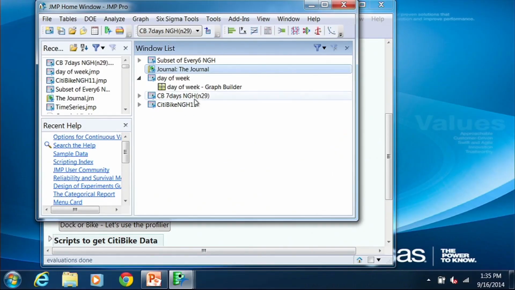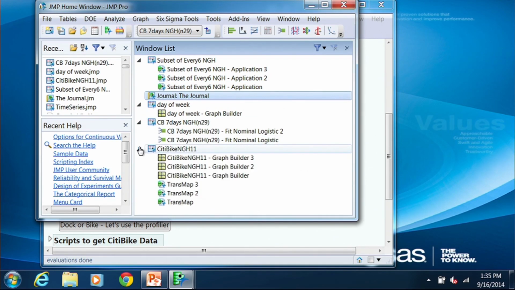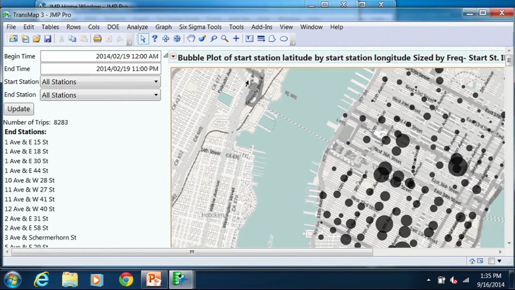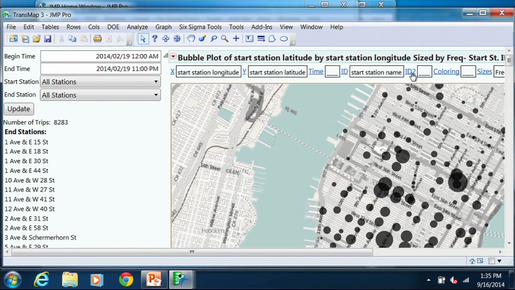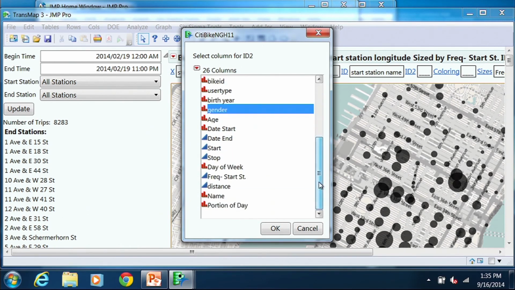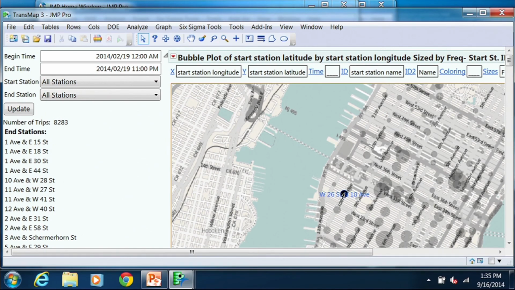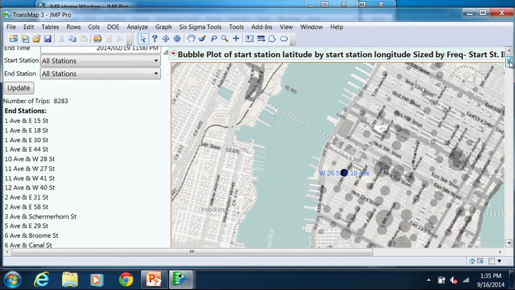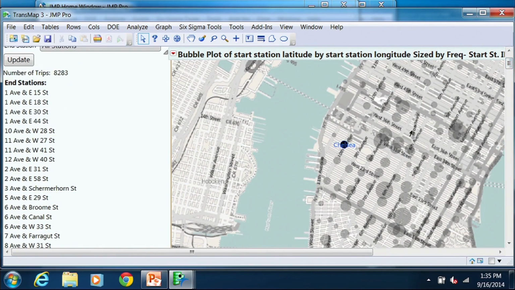let's see if it's here. I don't have it. There we go. Let's look at this one. We could come in underneath here, and we had the flexibility of showing the role. And if I put in here station name, I can put the neighborhood. And if I select this here, then I can scroll down and say split. And then I can actually see the neighborhood.